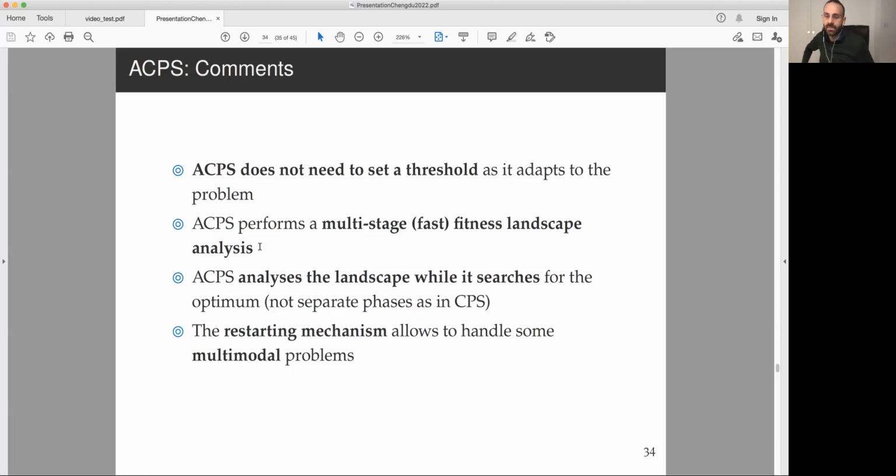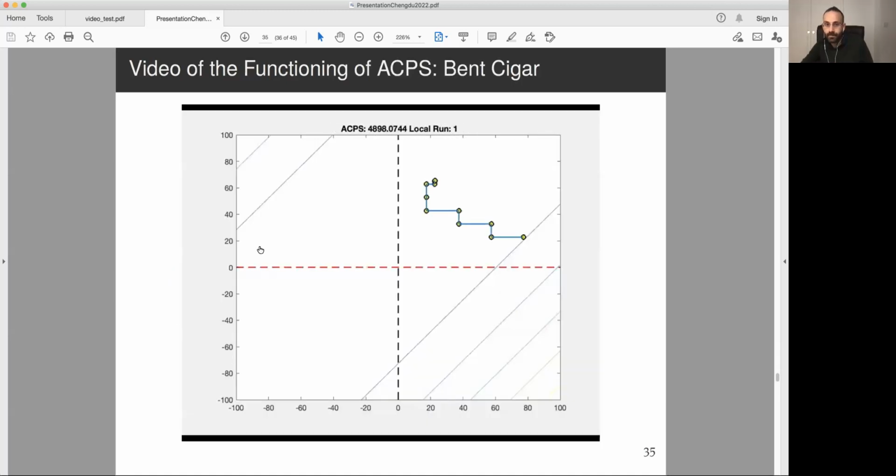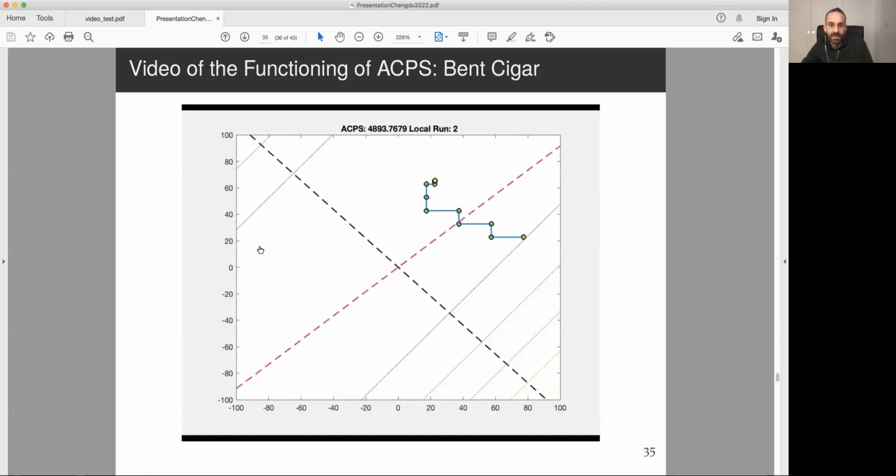The restarting mechanism allows us to handle, to some extent, some multimodal problems, because it restarts and then starts searching somewhere else in a slightly different area. Here, look at this. You see, in the first run it is moving horizontally and vertically, and it's marginally improving. It's not doing much in this case. But still it's running.